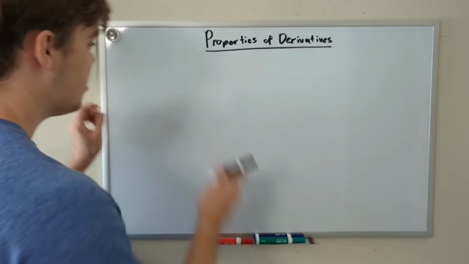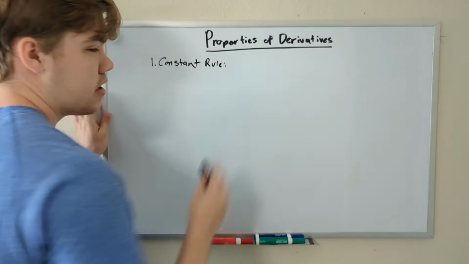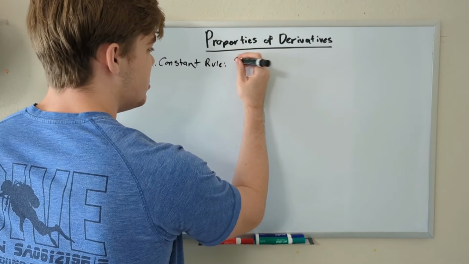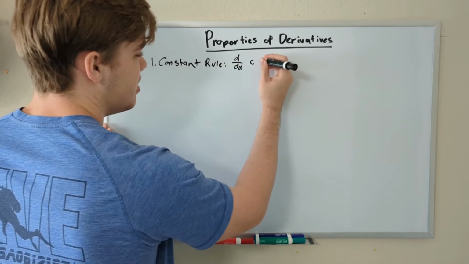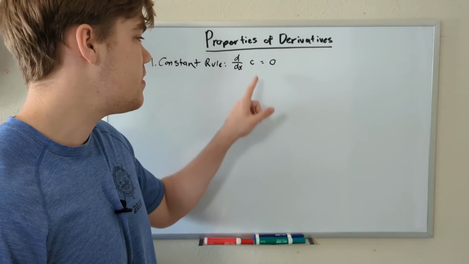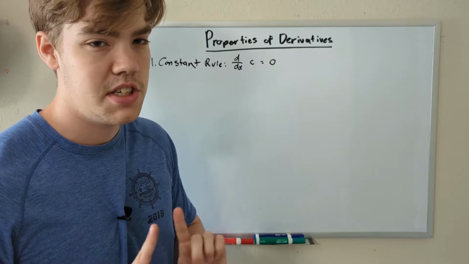Let's get started. Our first rule is the constant rule. The constant rule states that the derivative, d dx, of a constant, let's just say c for any constant, is just equal to 0. If you have a constant number, the derivative is always equal to 0.